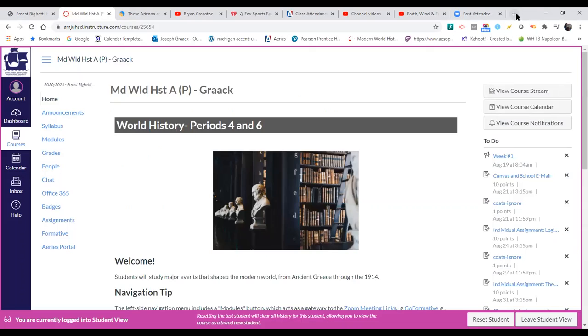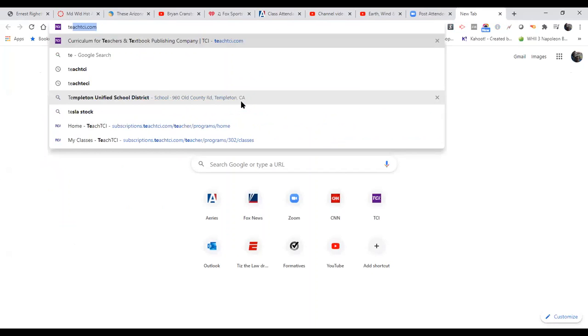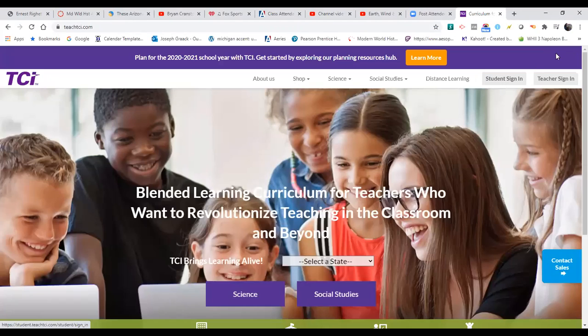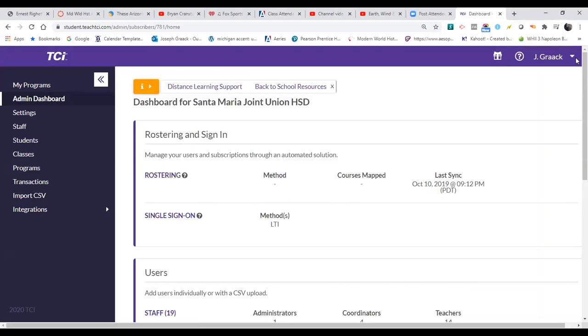Even on TCI. So if you went to student login on TCI, let me get to that and I'll show you that. So student sign in on TCI. Let me log out of my teacher account.